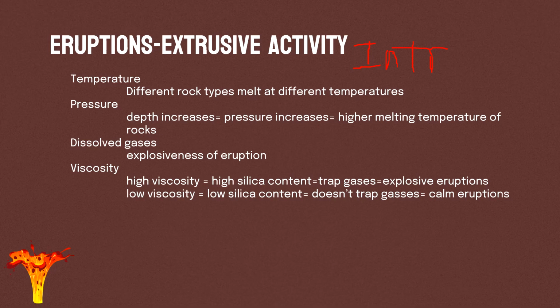And then low viscosity has a low silica content, and I would describe that as like a hot, like you warm up honey or you warm up syrup, and it causes it to run very fast and spread out very fast. The low silica content means that it does not trap gases, and then it has calm eruptions, whereas high silica content traps gases, creates explosive eruptions.